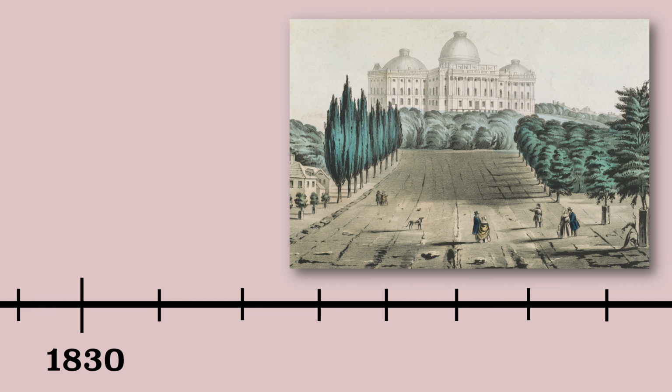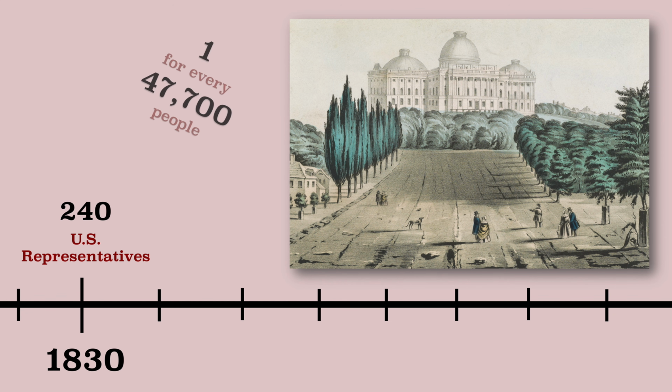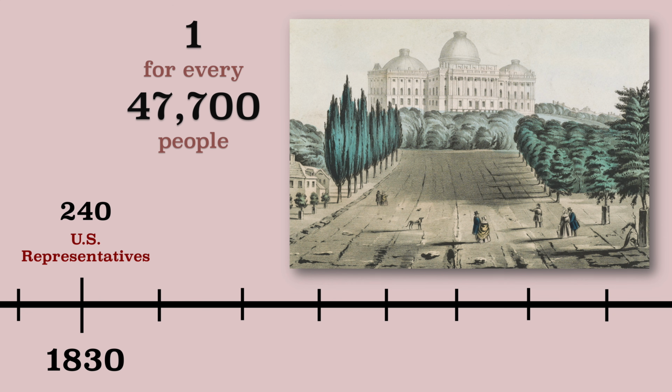Jump ahead to after the 1830 census, and Congress increased the size of the House of Representatives to 240 seats, or one representative for every 47,700 constituents. But after the 1840 census, things got a bit dicey.